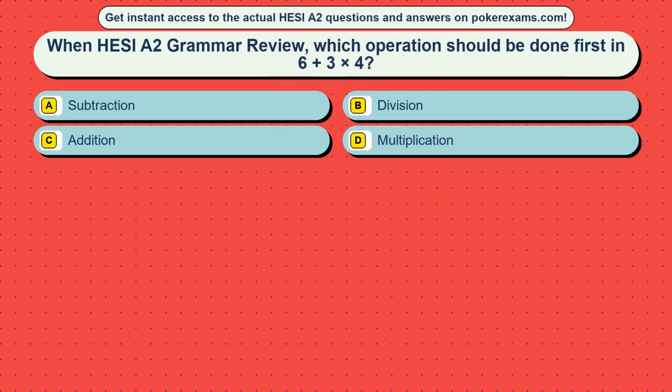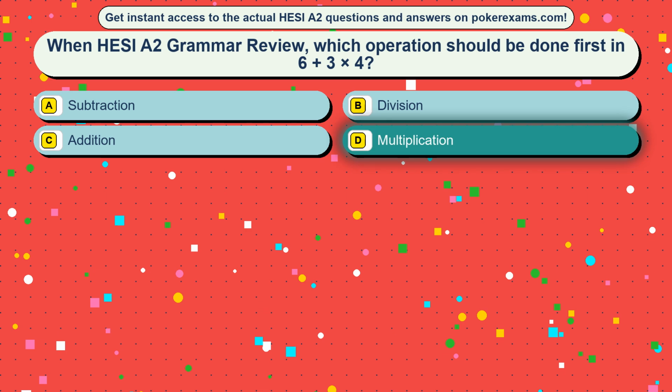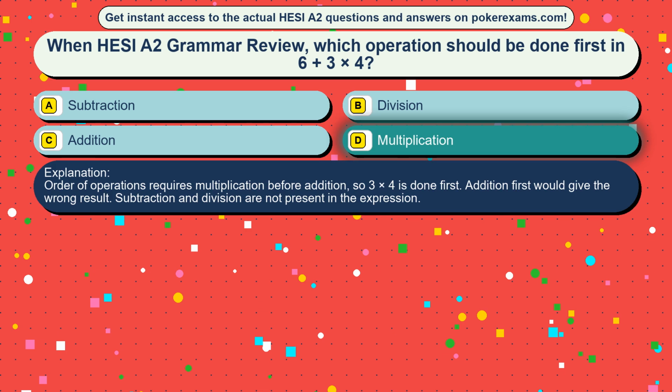Question 39. When HESI A2 Grammar Review, which operation should be done first in 6 plus 3 × 4? Option A, subtraction. Option B, division. Option C, addition. Option D, multiplication. The correct answer is option D, multiplication. Order of operations requires multiplication before addition, so 3 × 4 is done first. Addition first would give the wrong result. Subtraction and division are not present in the expression.